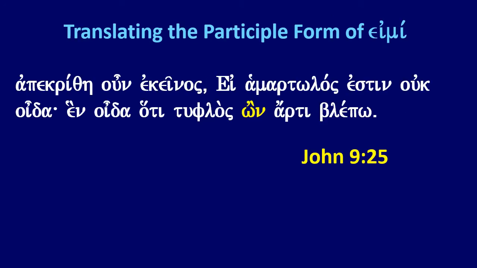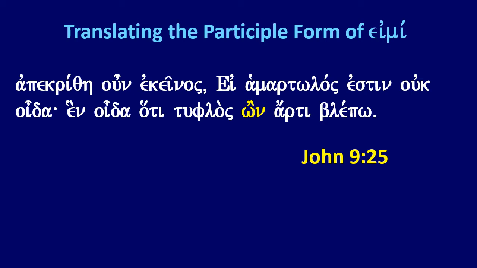Now here we have an example of the participle form in John 9:25, which says, "Then he answered, 'If he is a sinner, I do not know. One thing I do know, that being blind before, now I see.'" The blind man who was healed by Jesus says this. So we have the ōn participle there, and that is the masculine singular nominative form of the participle of eimi. And here it's translated, or should be translated, "being." In other words, being blind. Whereas before, that tuphlos, I was blind, being blind, now I see, he says.